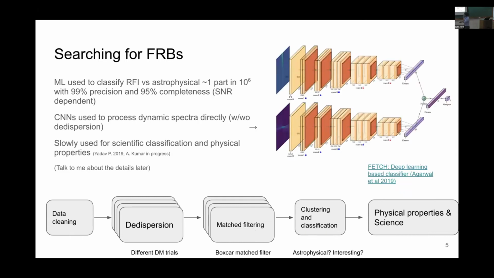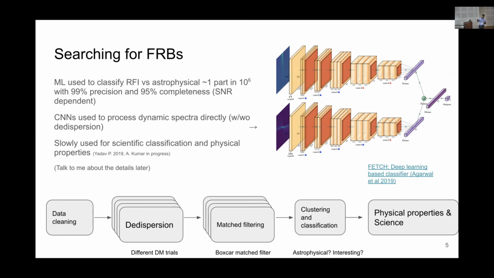Right. So machine learning is used to classify RFI or radio frequency interference versus astrophysical signals. And we have achieved figuring out one part of astrophysical signal in a million RFI events, right, with a precision of 99% and a completeness of about 95%. That's a little bit SNR dependent. SNR is signal to noise ratio.